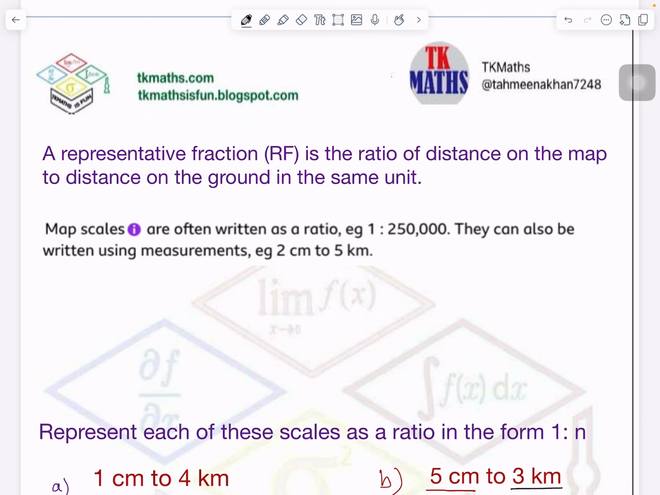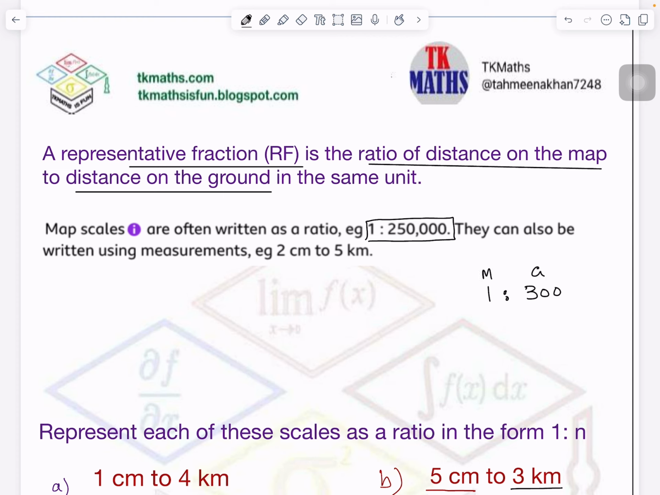You need to understand a few terms here. Number one is representative fraction. What is representative fraction? It is the ratio of a distance on the map to the distance on the ground, in the same unit. So for example, if you see here, there is no unit used. What is this? 1 is to 250,000. I can also say 1 is to 300. No unit is used, so generally it is taken as centimeter. It means 1 centimeter on the map is equivalent to 300 centimeter on the ground. This form of writing is called representative fraction.